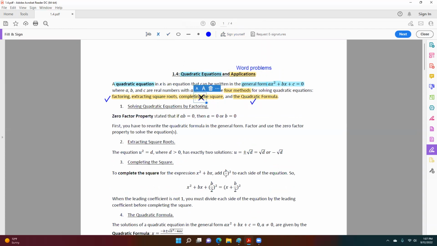The one that I will not concentrate on is completing the squares. Again, if you do my online homework, sometimes they ask you to solve using this method or that method. In my finals, I don't tell you what methods to use. I just say solve it. So you can pick any of these 4 methods you want.